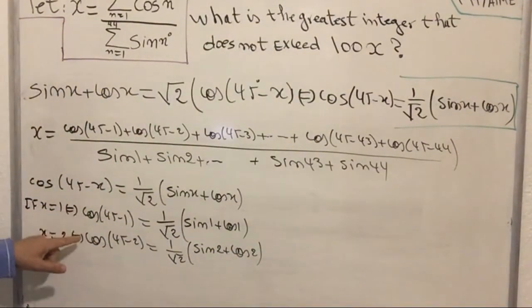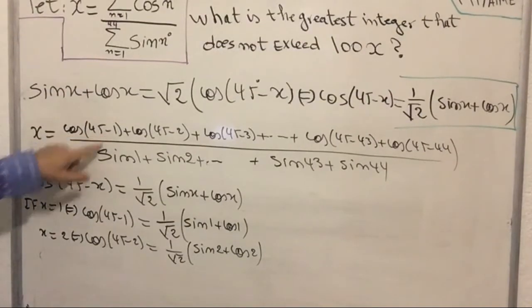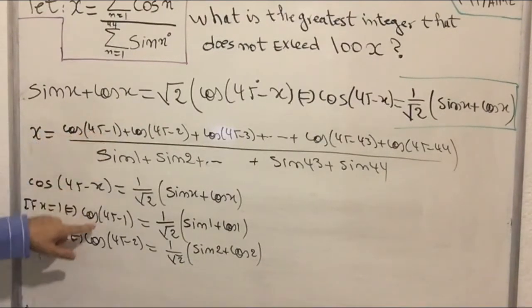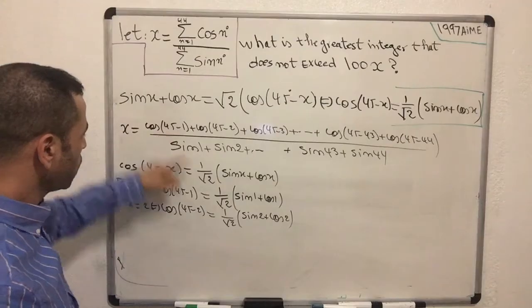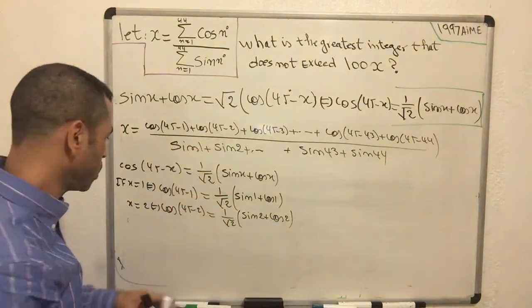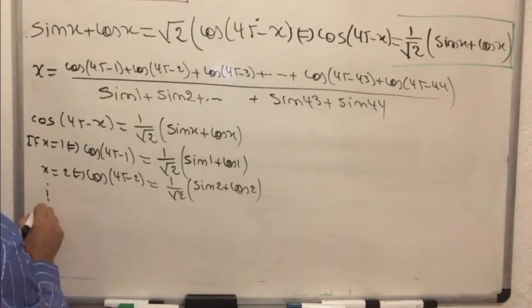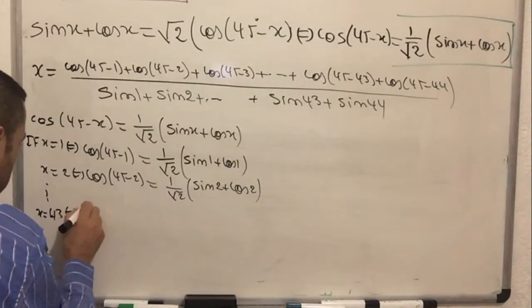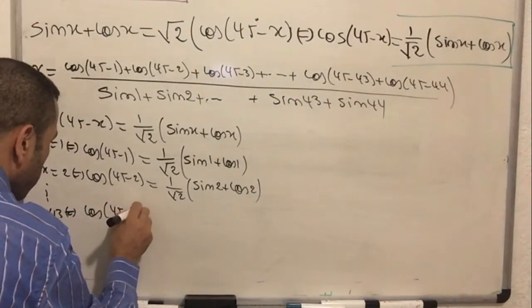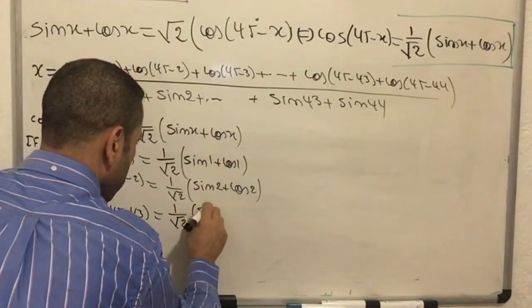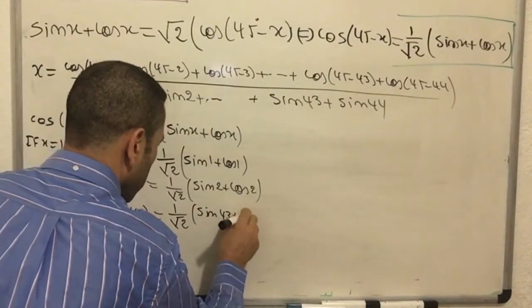As you see here, I'm just replacing x with the number 1. So cos(45 - 1) is equal to this one. I'm going to replace it in this one, so every term has its value. Now for x equal to 43, cos(45 - 43) = 1/√2 multiplied by (sin 43 + cos 43).